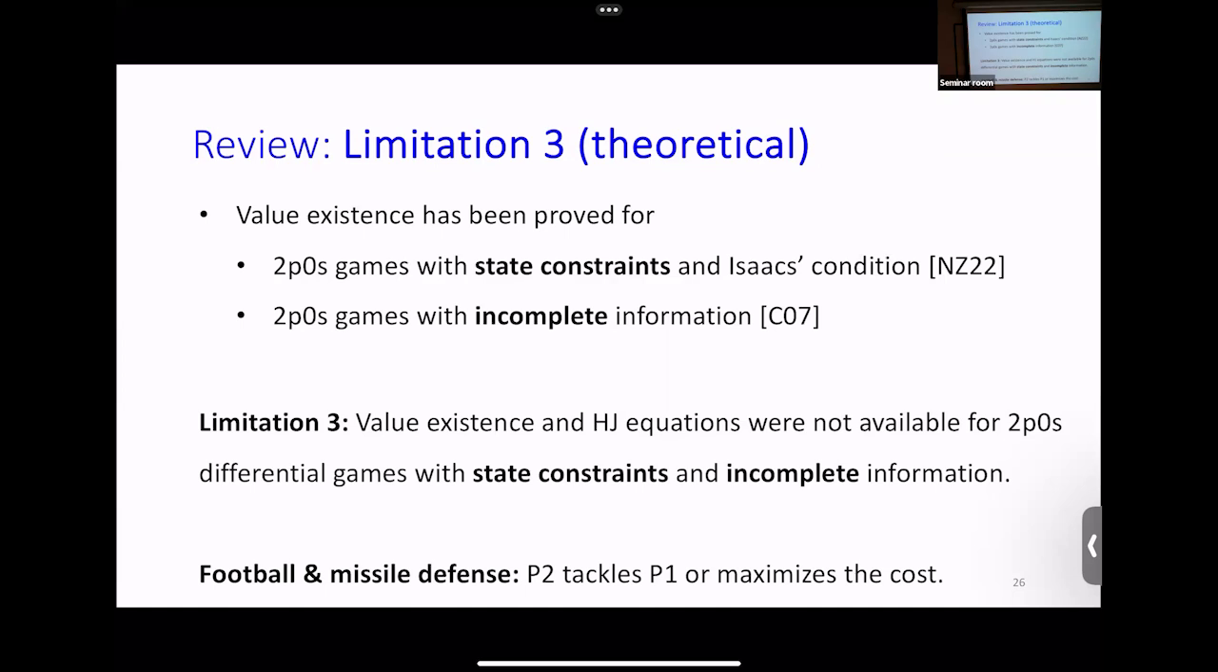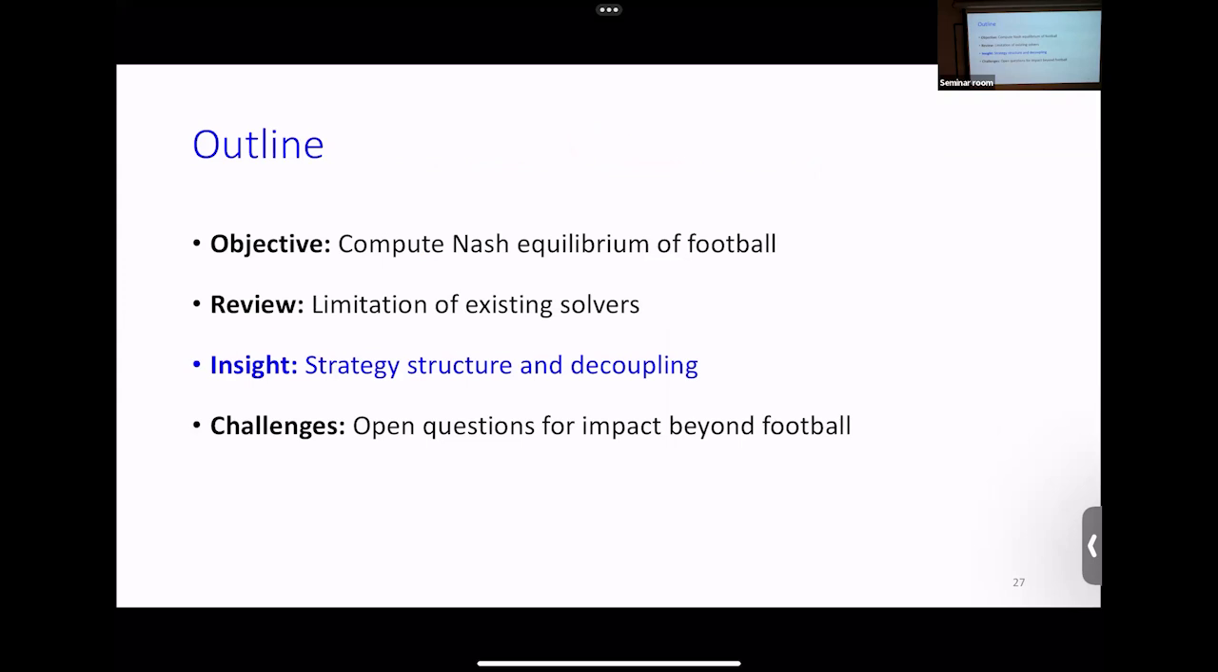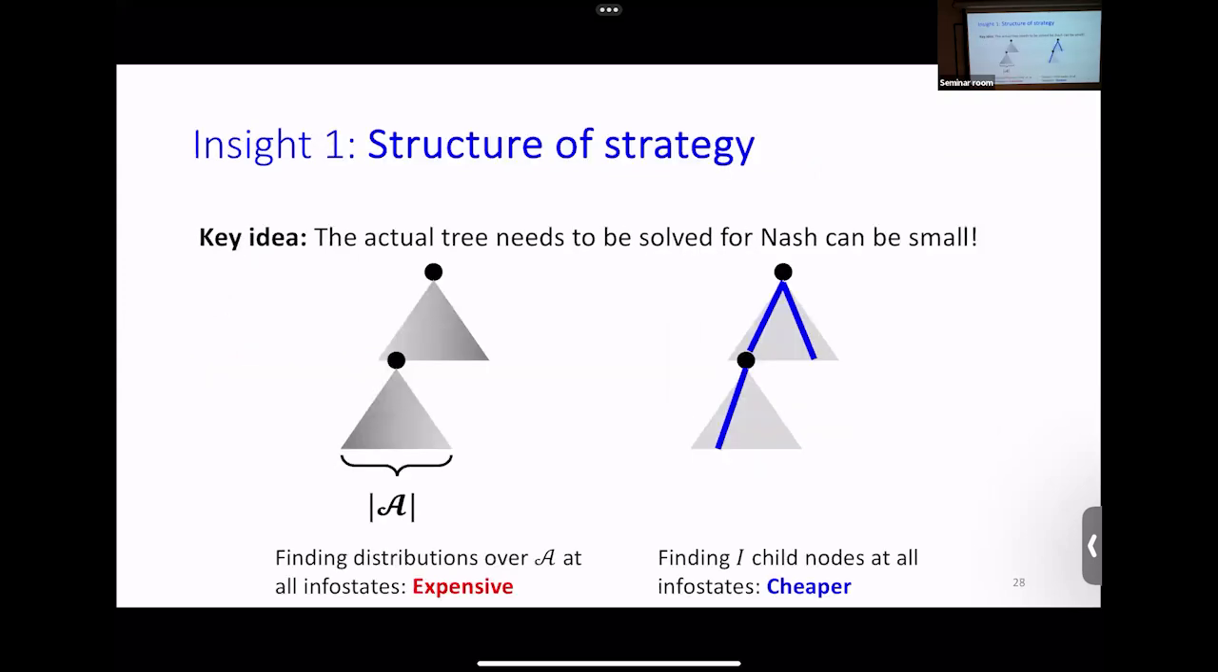So this is necessary because a lot of the applications, including football and the missile defense, you have this situation where player 2 really wants to tackle player 1, right? Or in other words, player 1 really wants to avoid violating certain state constraints. So that shapes the policy differently from games without these state constraints. All right, so these are the limitations. Now let's talk about some insights on how we solve them.